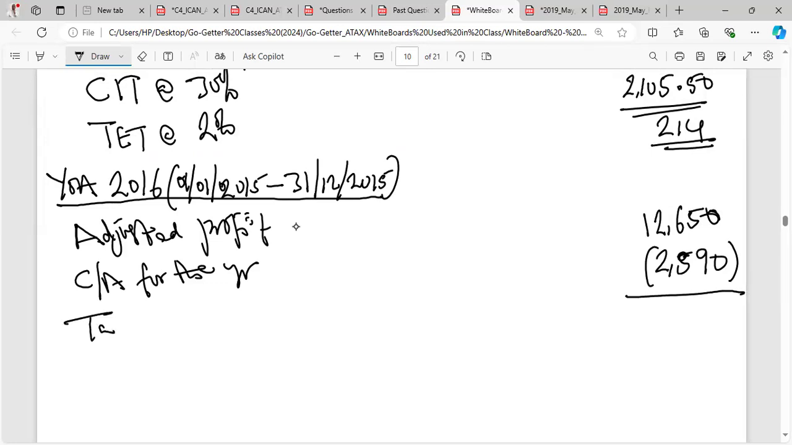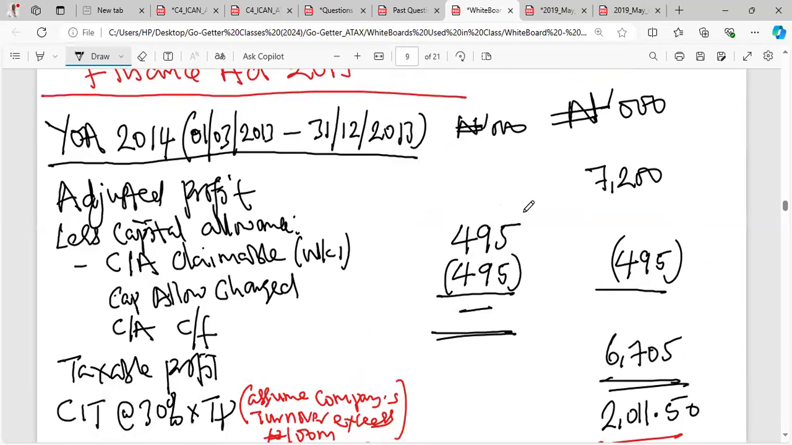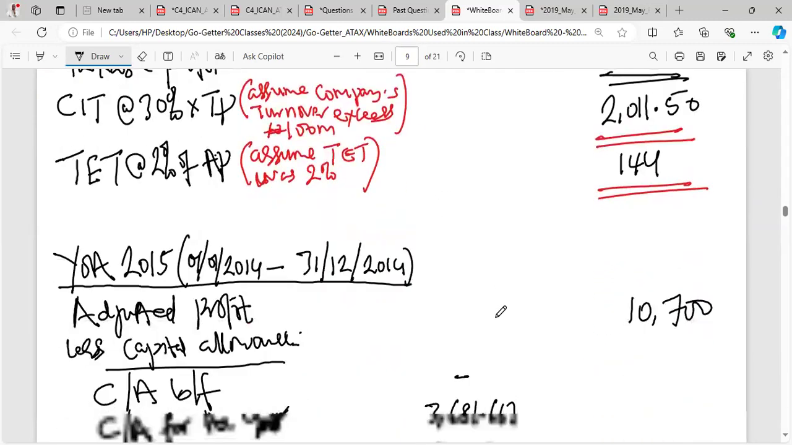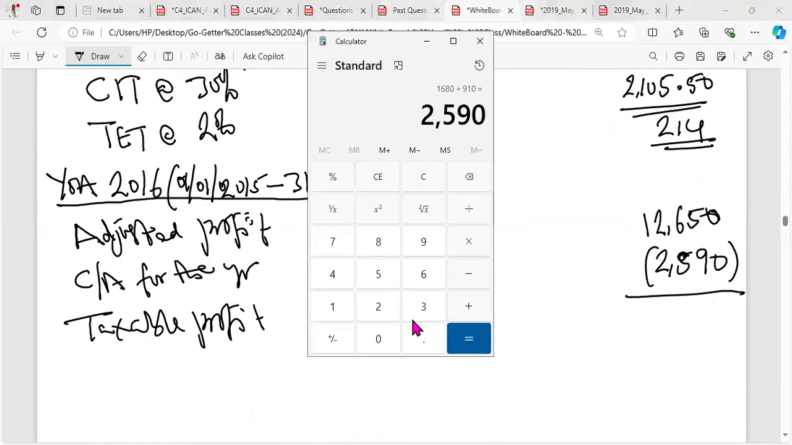So we have taxable profit. I had to do it the long way so that you will see how it is supposed to be done normally, because sometimes there may be figures in all these places we are putting dash. There may be figures, but also we realize that we don't have a space, and also we know there is no figures. This is another way of doing it. So it's simply, I have my 2590 here. I'll take it off from 12,650. 12,650 minus 2590. I have 10,060.